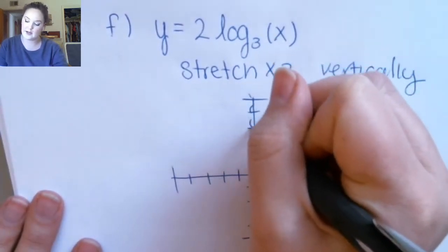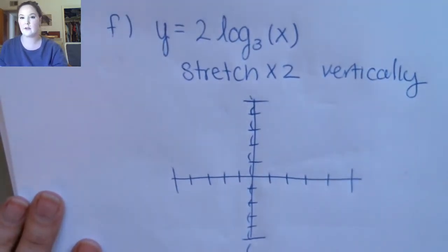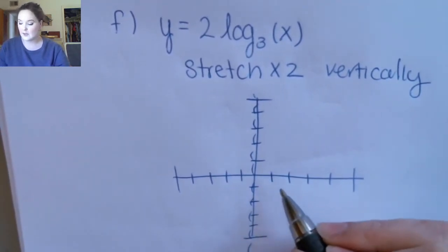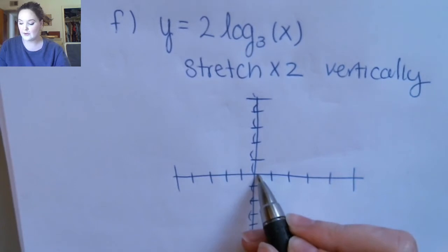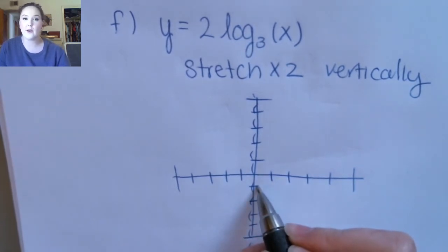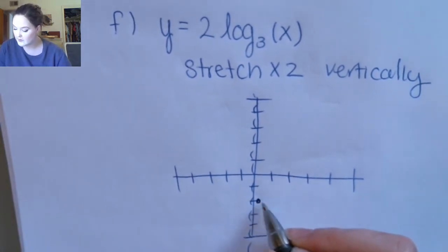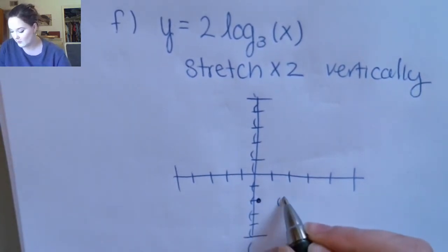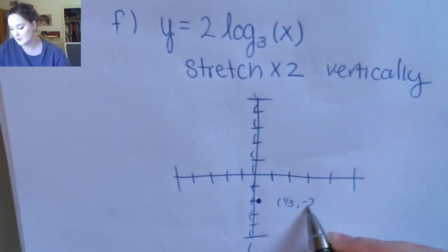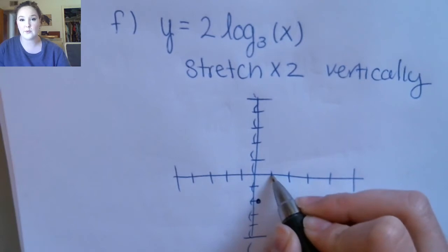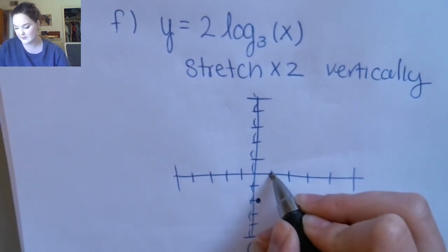Okay, so we're still going to have our dotted line here. Our x coordinates are going to be the same, so we're still going to have 1/3, but instead of -1, we're going to multiply the y coordinate by 2. So -1 times 2 is -2. So our new point is going to be 1/3, -2. Then here we'll have our y coordinate, which is 0 times 2, that's still 0.